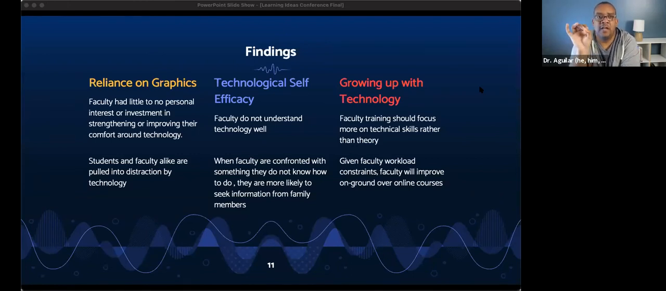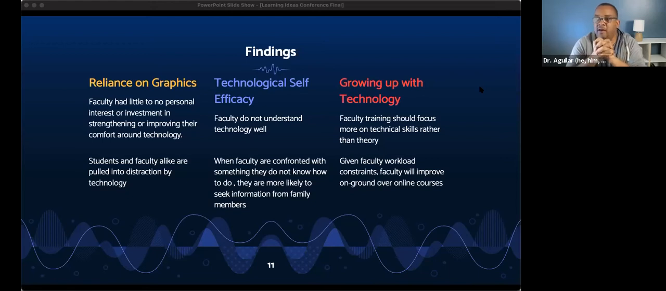But also, faculty training should focus on technical skills rather than the theory. So this is where we are talking about the how-tos. So how to get on Zoom, create a breakout room, how to take a conversation that would happen in class and put it on an online environment. So the real technical parts of teaching online and using technology and integrating into the classroom versus the kind of broad bird's eye view of technology and the theories that are behind it.